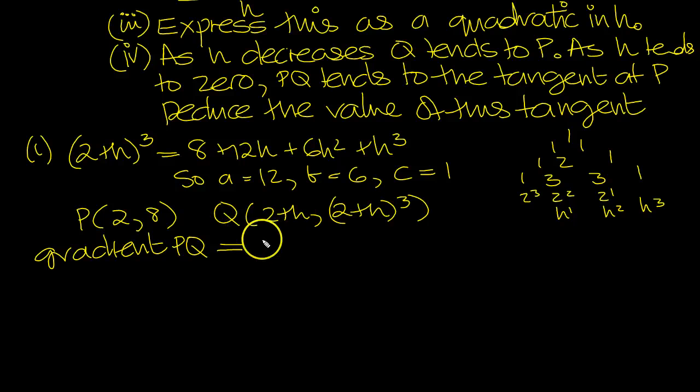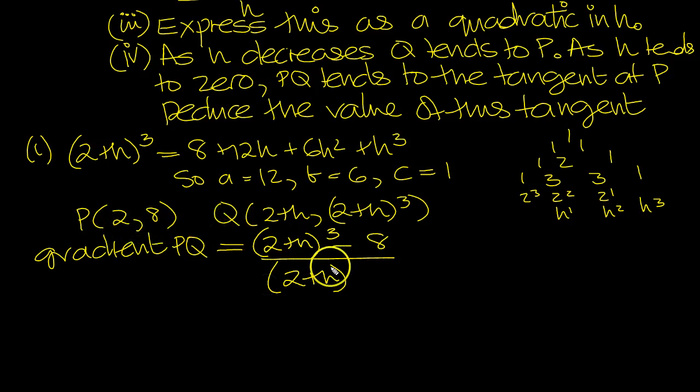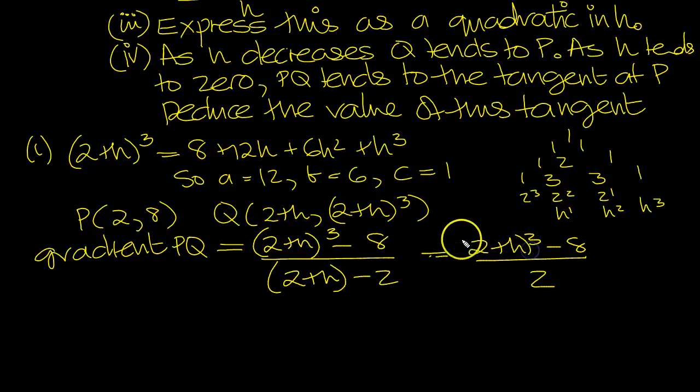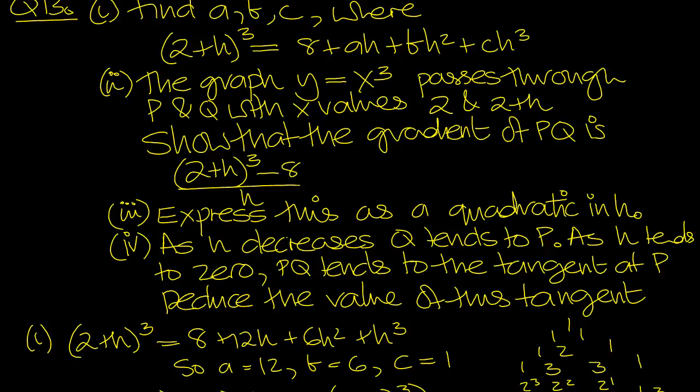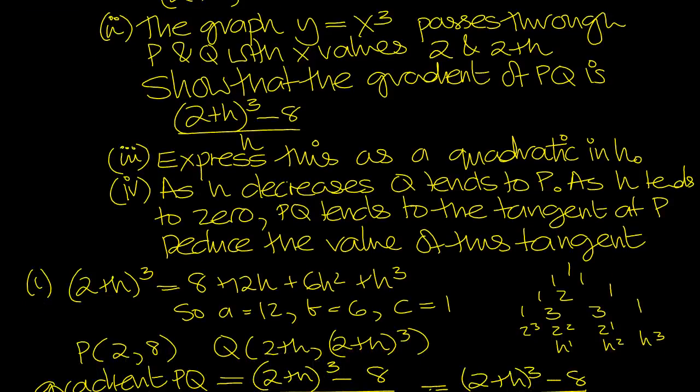So the increase in y then is 2 plus h cubed minus the y value over 2 plus h, the x value here, take away the x value there, which is 2 plus h cubed minus 8 over 2. That's that. Good, so that's part 2.